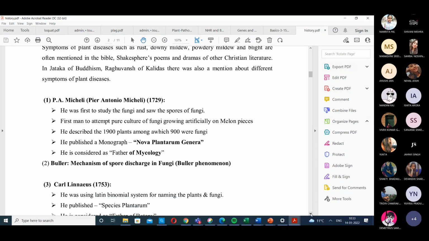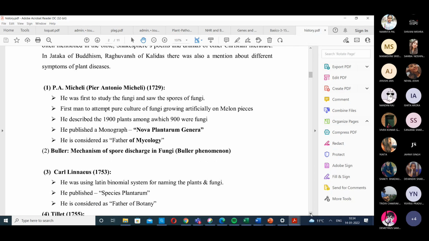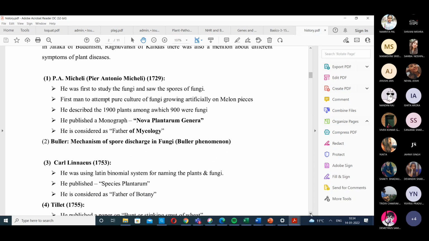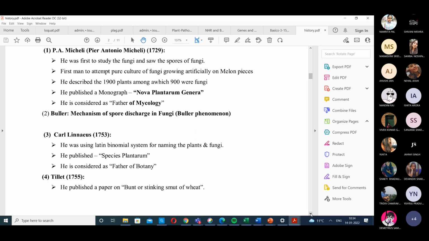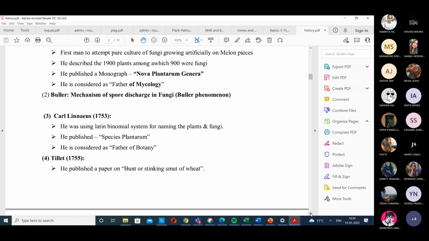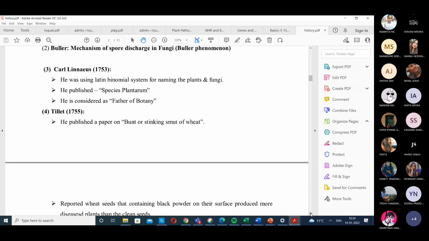Then Linnaeus, right? Carl Linnaeus, in 1753. He gave the Latin binomial system for naming plants and fungi. He published Species Plantarum, and he's considered the father of botany, right? Then we have Tillet. Tillet in 1755, again, published a paper on bunt or stinking smut of wheat, right? A smut disease which is caused in wheat by the fungi.